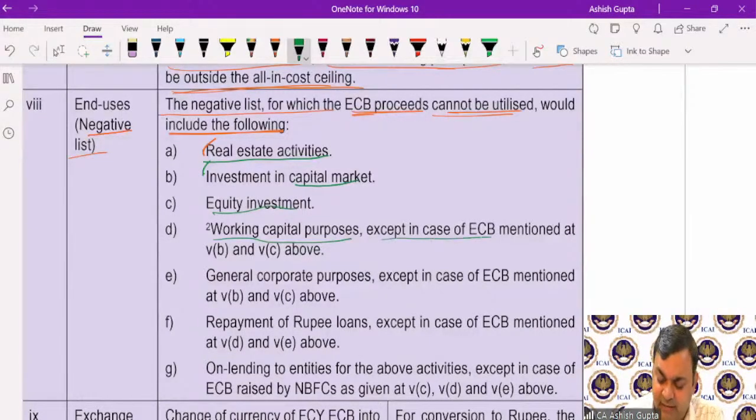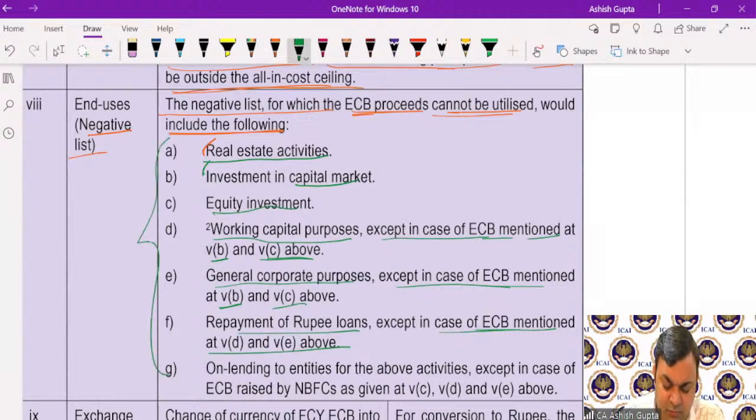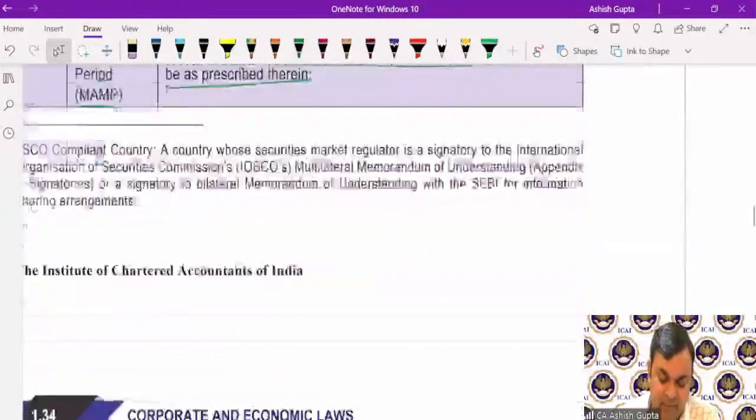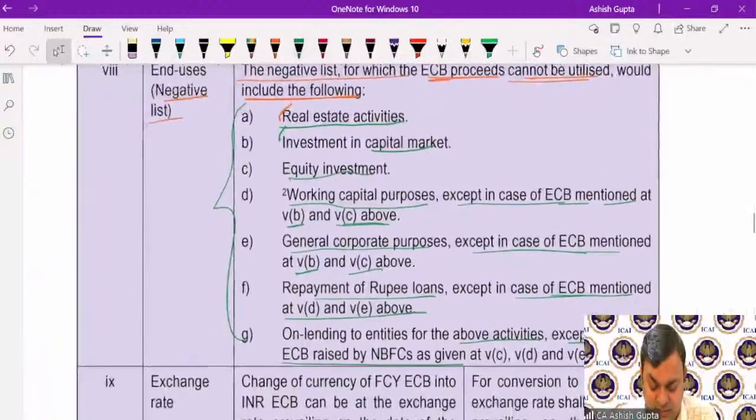Working capital purpose, except in case of ECB mentioned at point 5B and 5C above. General corporate purpose, except in ECB mentioned in 5B or 5C above. Repayment of rupee loan, except in case of ECB mentioned, means you cannot use the ECB proceeds for that negative list purpose. On-lending to entities for the above activities, except in case of ECB raised by NBFC, as given in point 5C, 5D, 5E above. So these are the points, right? Okay, so this is the end use negative list point.